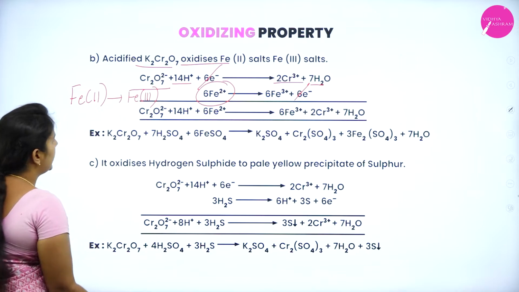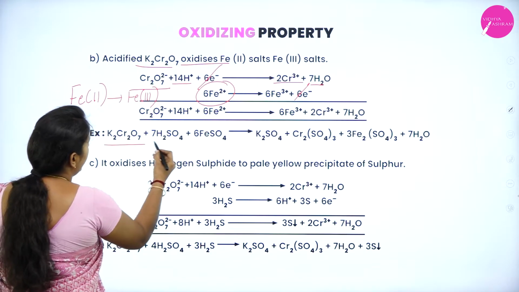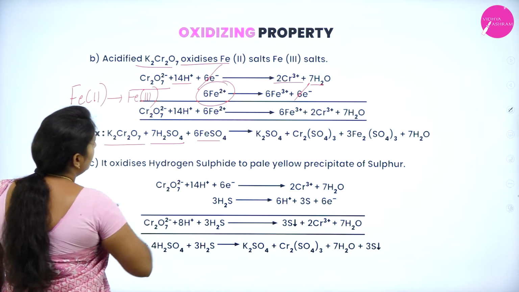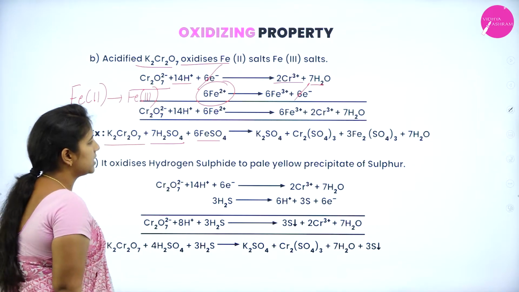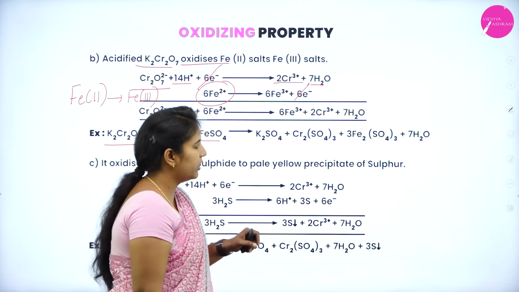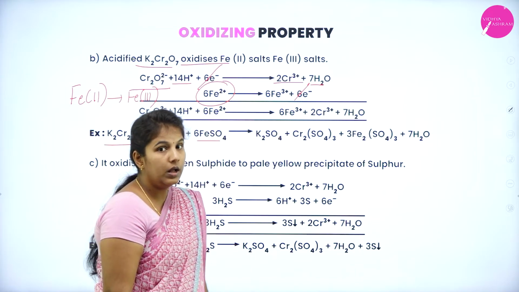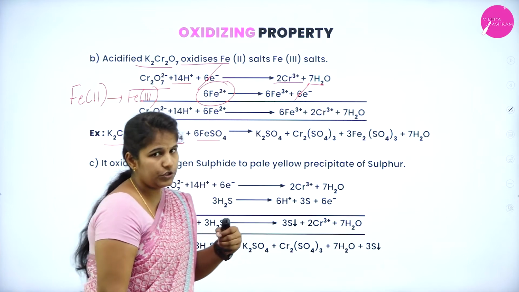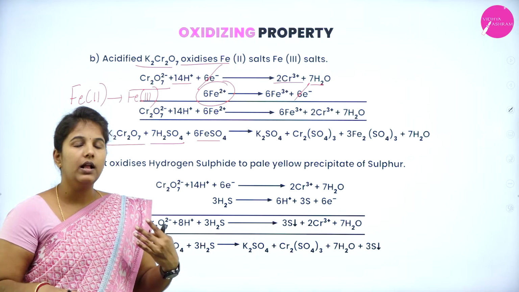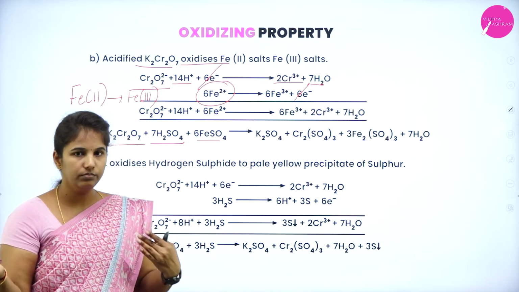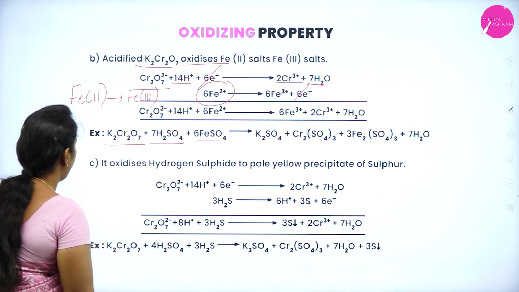So as an example, you can say K2Cr2O7, that is potassium dichromate, reacting with acid and FeSO4. What does it happen? Potassium combines with the sulfate and forms potassium sulfate and chromium sulfate, along with the formation of what? Iron sulfate and water. This indicates that the iron from the plus 2 oxidation state has been oxidized to the plus 3 oxidation state. So we have one more reaction.